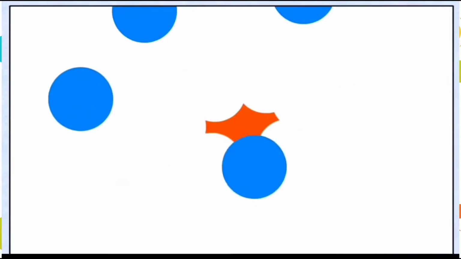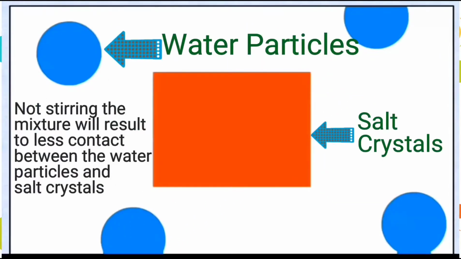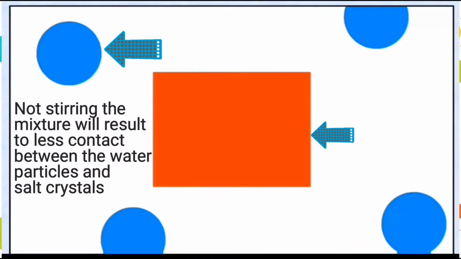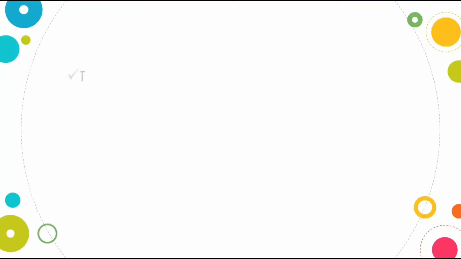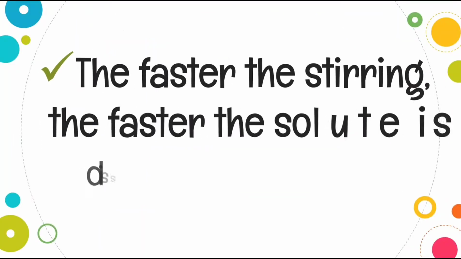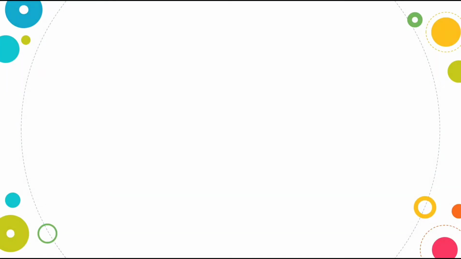The faster the stirring, the faster the salt is dissolved. If we do not stir the mixture, less contact between the water molecules and salt crystals will occur. Therefore, it will take a longer time for the salt to dissolve. So, we can say that stirring speeds up the rate of solubility of a solute. The faster the stirring, the faster the solute is dissolved in a solvent.